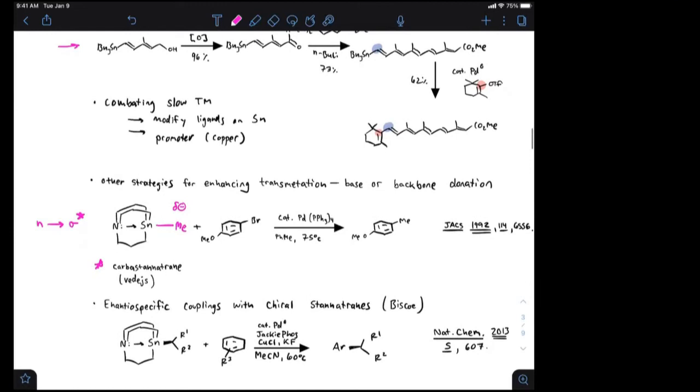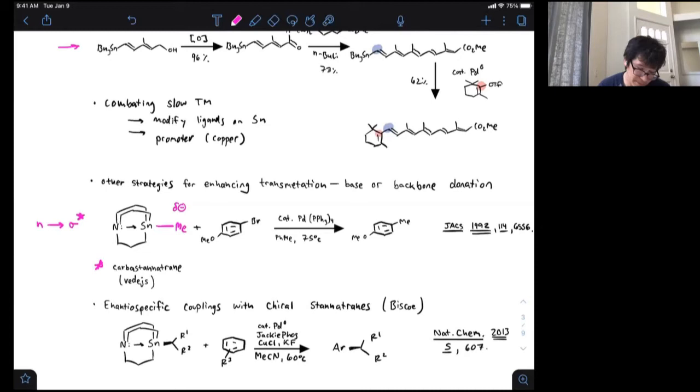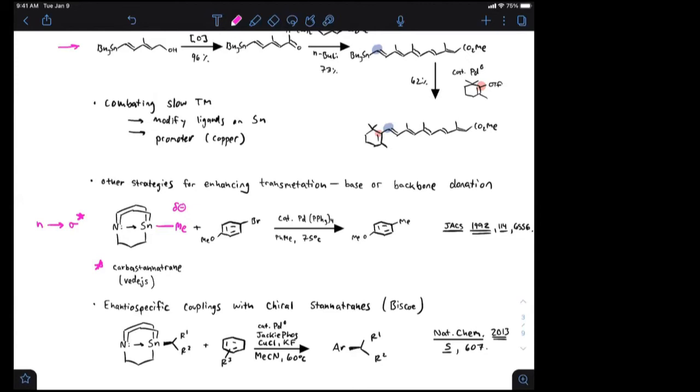Well, I just have a quick question. So how do you prepare that tin reagent? Ah, that's a good question. How would you like to prepare it? Would you have any ideas? What's the retrosynthesis for this? I don't know if hydrostannylation is a good idea for that molecule. Okay.